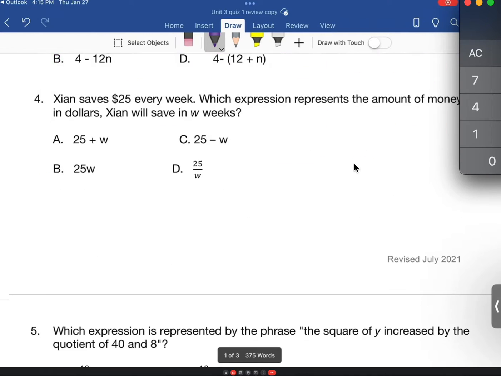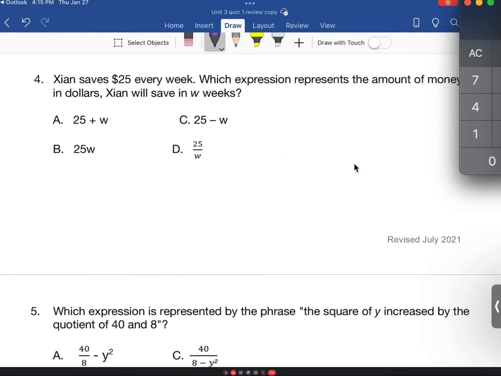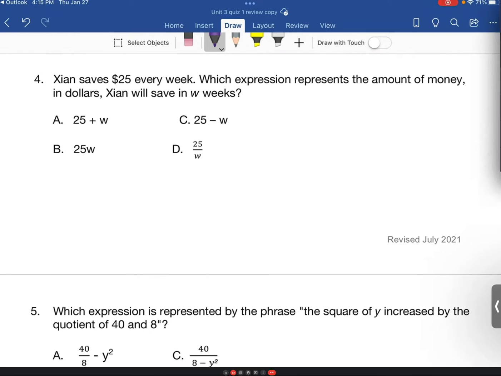Let's take a look at number 4. And I'm not sure I'm pronouncing this name right, so I'm so sorry if I am not pronouncing it right. I think it's Shen, but I'm not sure. So Shen saves $25 every week. Which expression represents the amount of money in dollars Shen will save in W weeks? So it's $25 every week, right?